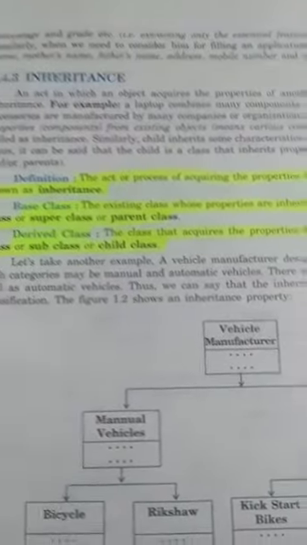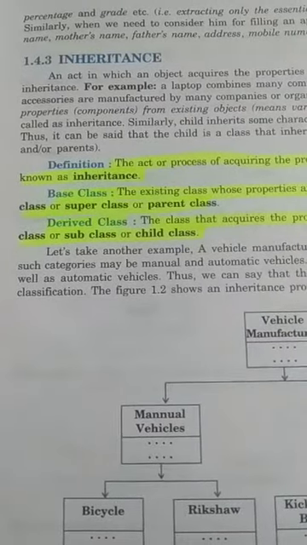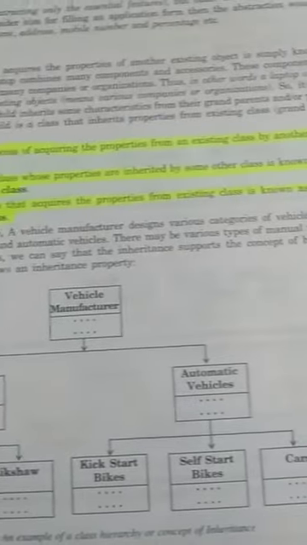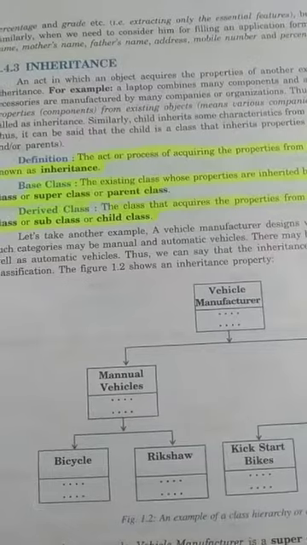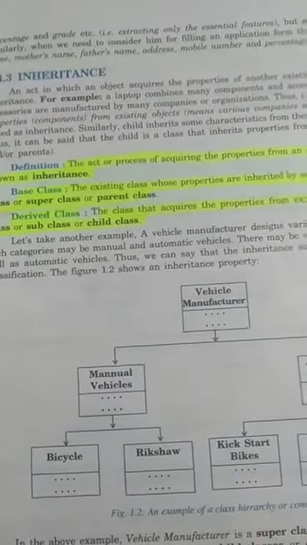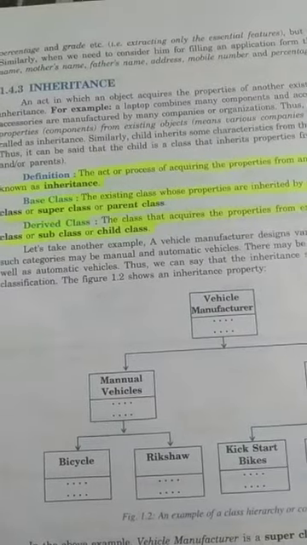Okay, now see what is inheritance. The act or process of acquiring the properties of one existing class by another class is known as inheritance. Base class: the existing class whose properties are inherited by some other class is known as the base class or super class or parent class. Definitely you know, a child will carry the properties of his or her mother or father.